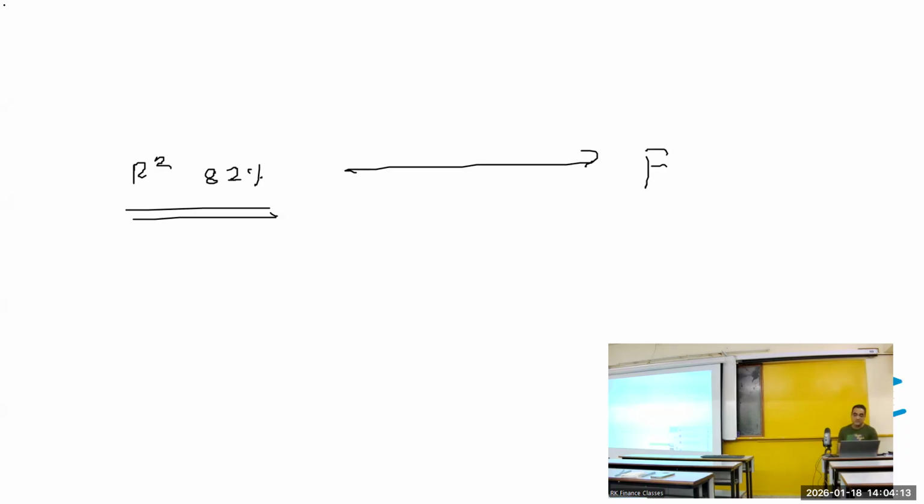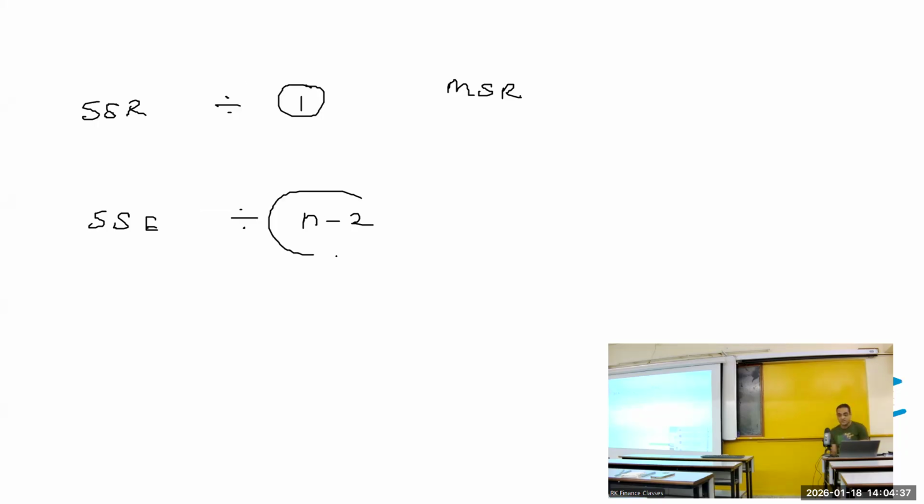How did we do that? We had this SSR, which we divided by 1 in level 1. Now we'll divide by K, which I'll talk about later, to get MSR, mean square of regression. The SSE we divided by n-2 in level 1, now we'll divide by n-k-1. This is replaced by K and this is replaced by n-k-1. What is K? We'll talk about that later on. This will give you MSE. And then this is going to give you that F calculated value.